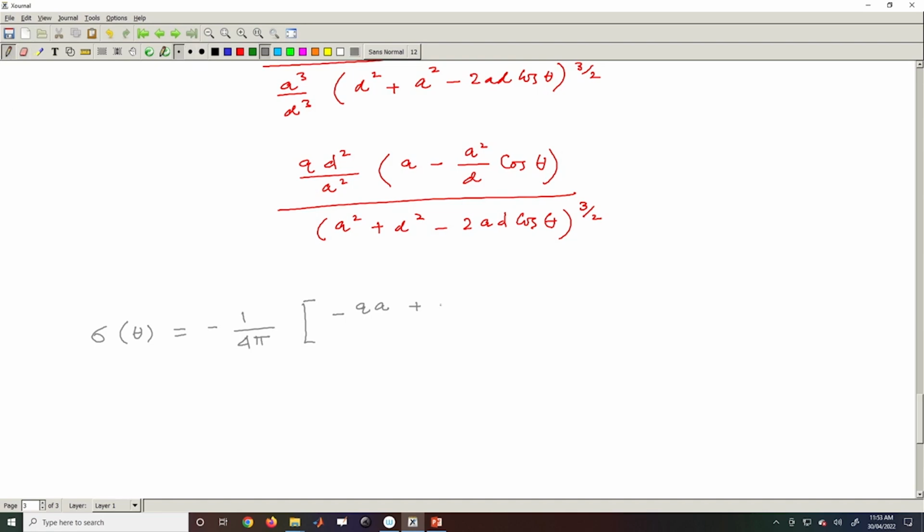So, it is just q d cos theta, that is the first. What about the second term? Second term sounds like plus q d square divided by a, and then minus of q a square d, so q d cos theta.